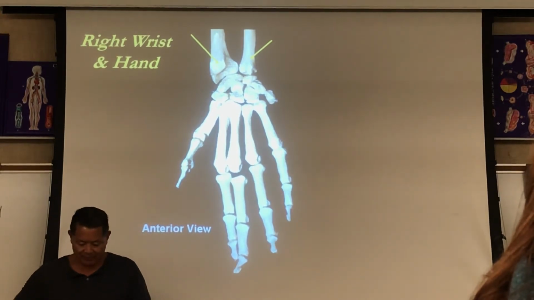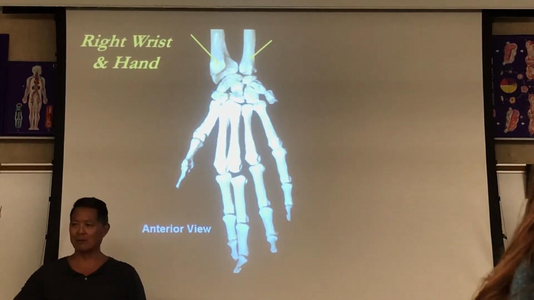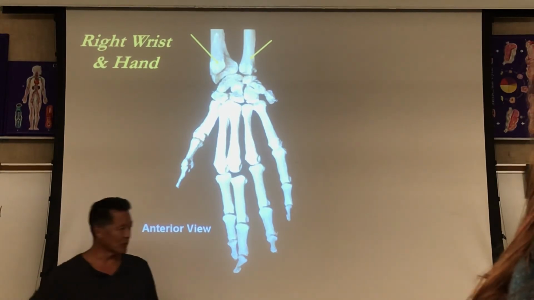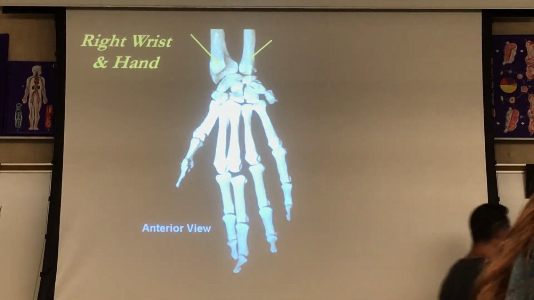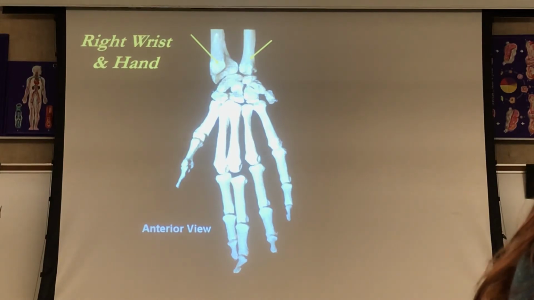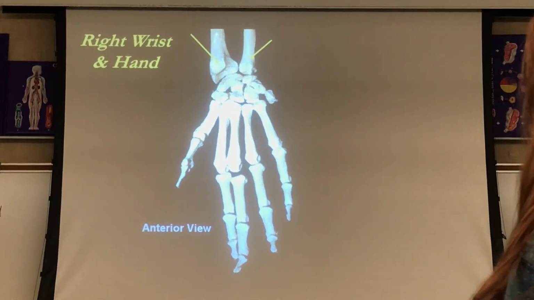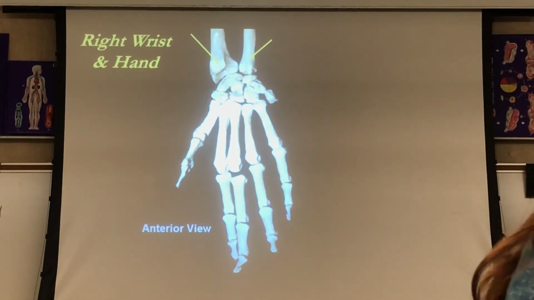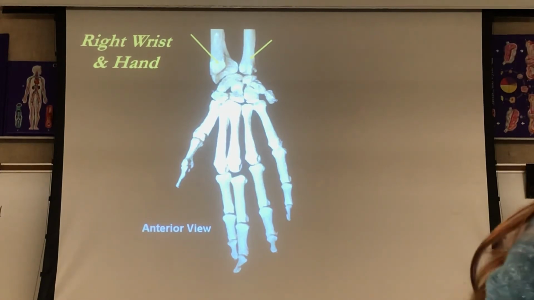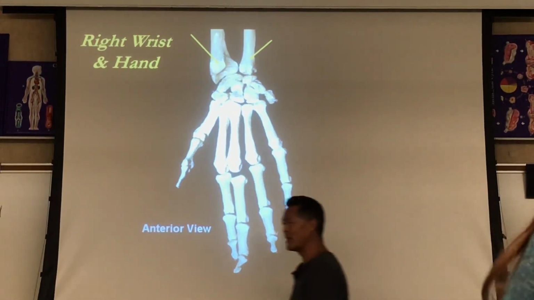First of all, out of the 8, there are 4 proximal bones, 4 distal bones. So if this is right hand anterior view, what you're looking at is what is on the screen. And up on top, those arrows, the left one is the radius, the right one is the ulna. Everybody got it? Right hand anterior view.